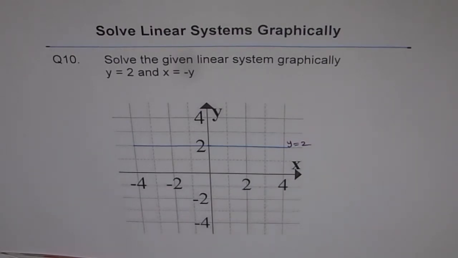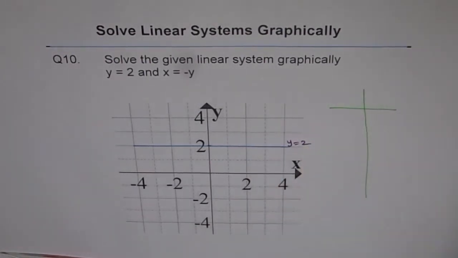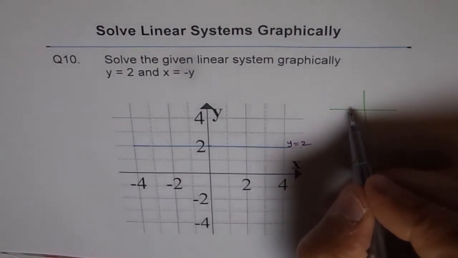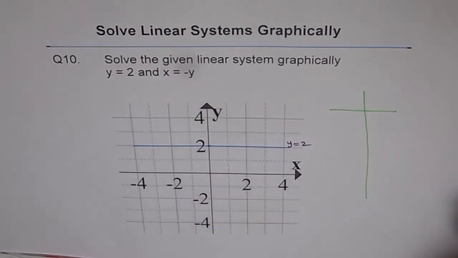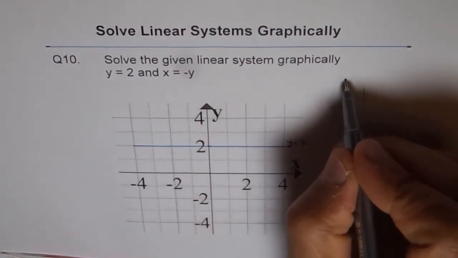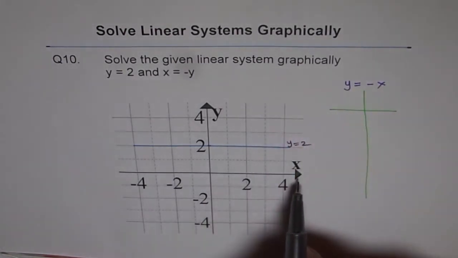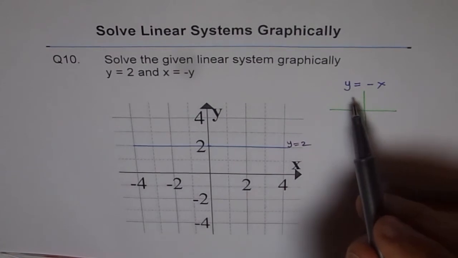Sometimes, if you're not very clear about the points, you can make a table of values. So for the second line, let us make a table of values. x equals minus y, or you can also write this as y equals minus x. Either way, right? It's better to write in terms of y, correct? So let's write it as y equals minus x. Normally x is taken as the independent variable. Anything which comes along the x-axis is the independent variable, and the y value depends on x. Therefore it's a good idea to write this equation in this form.